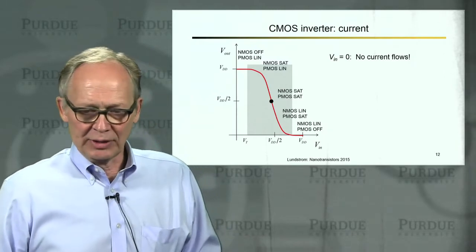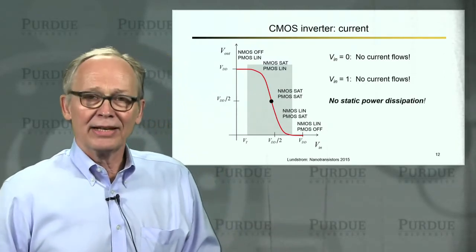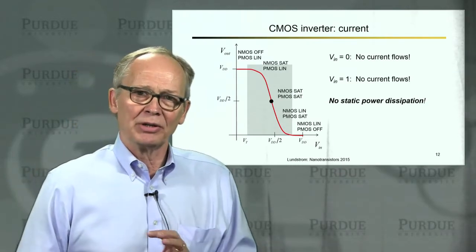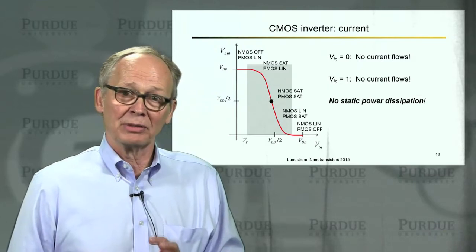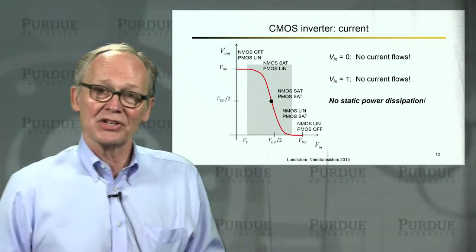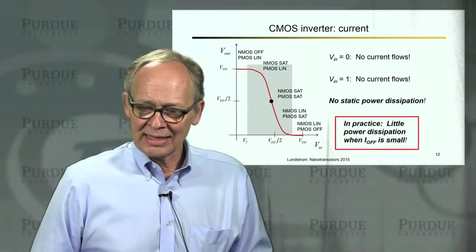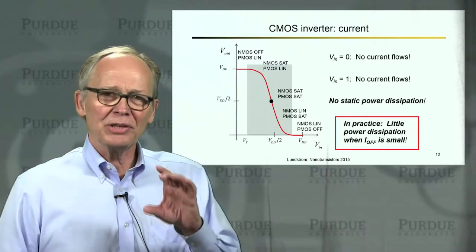So when we either have a Vin of 0 or a Vin of 1, no current flows, there is no static power dissipation except for leakage currents. So that's what makes this circuit so remarkable. When it's just sitting there, doing nothing, not doing any computation, it's not consuming power. Now, in practice, there's going to be a little bit of power. There's going to be some leakage current.